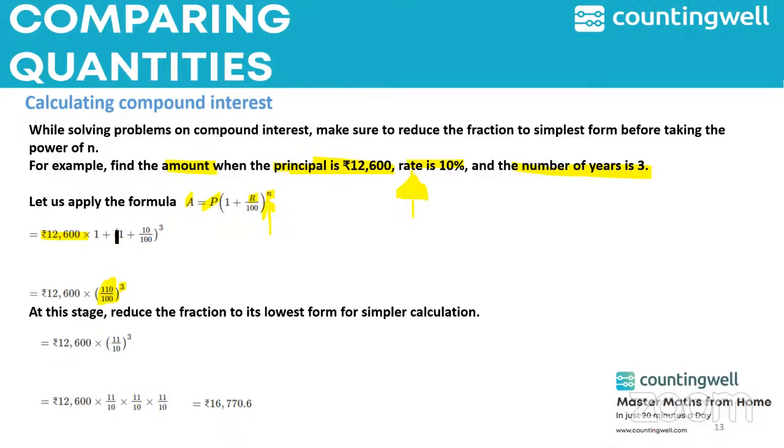So in the bracket, if we solve, we have 110 upon 100. At this stage, we have to reduce the fraction. So it will become 11 upon 10. So once we apply the power rule, when we write 11 by 10 to the power 3 as 11 by 10 into 11 by 10 into 11 by 10, we'll get the required answer.